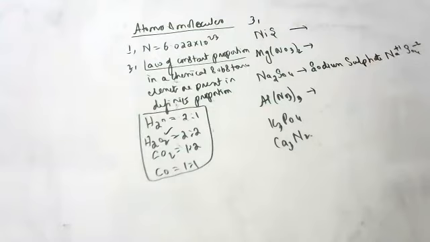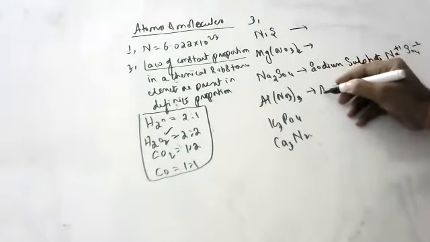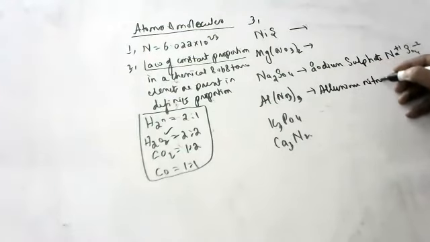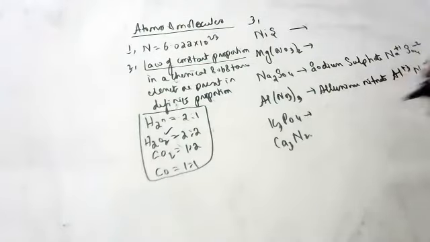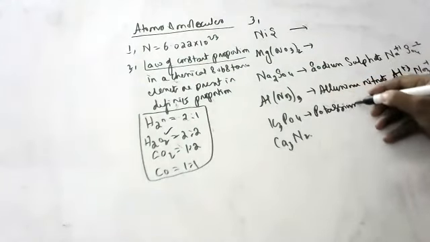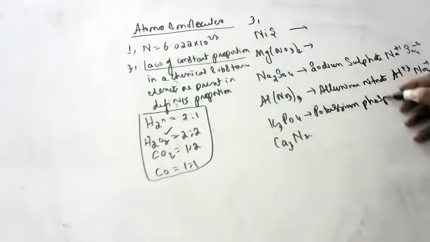Fourth one, anyone? Aluminium nitrate. You should know, children, all of you should learn that cations and anions list, which I used to give perfectly, children. Can anyone say this one? Potassium phosphate. K is +1, PO4 is -3. Can anyone say this?